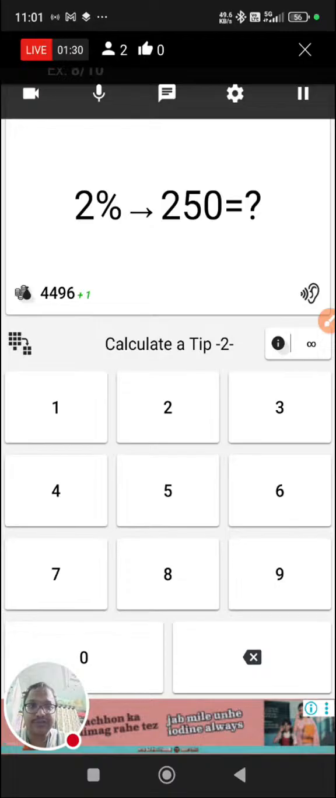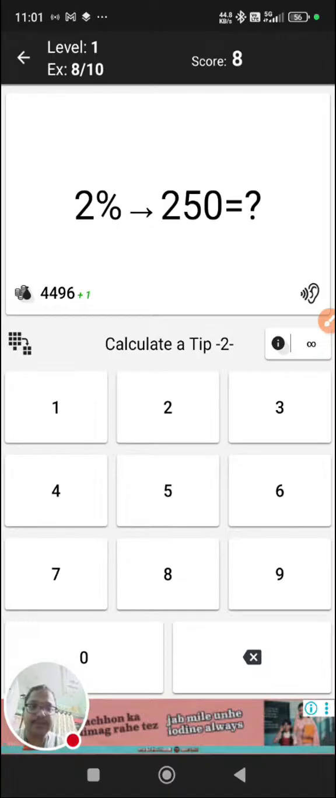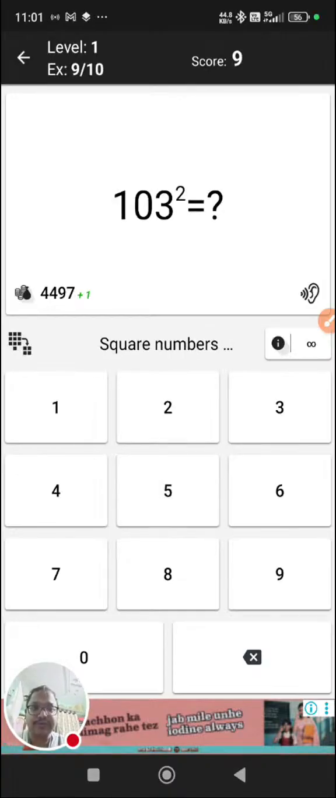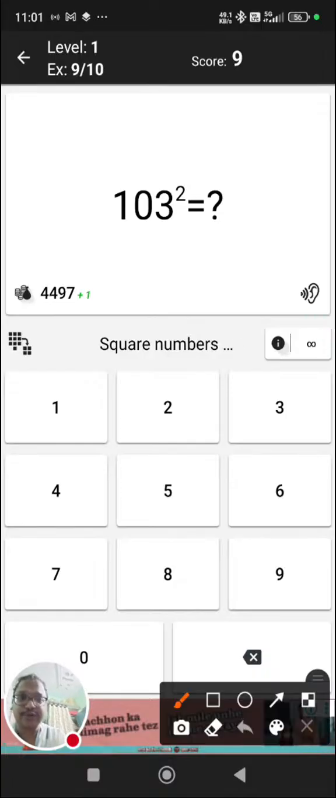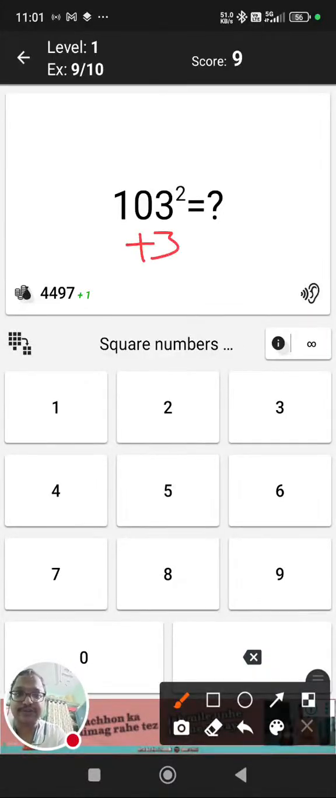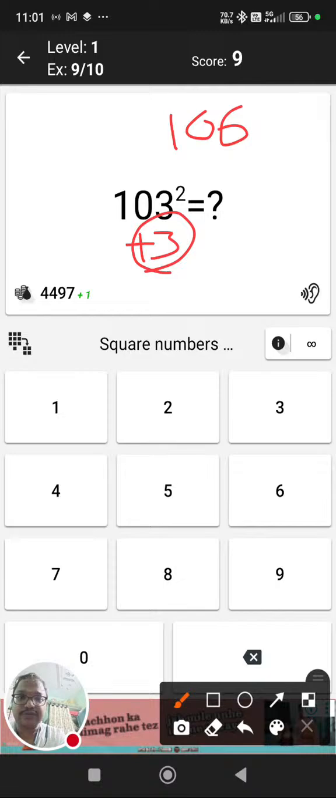Two percentage of 250. So 2.5 into 2 times, which will be 5. 103 square, it is 3 more than 100. So what we do is plus 3 to 103, we get 106. 106, and we are talking about 3 square, which is 09. So the answer will be 10609.